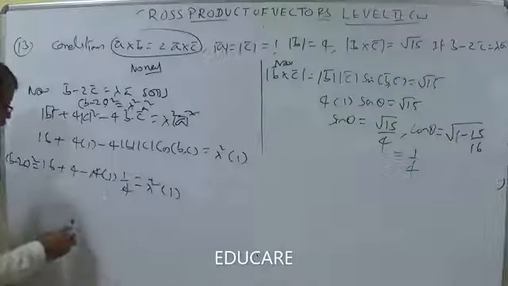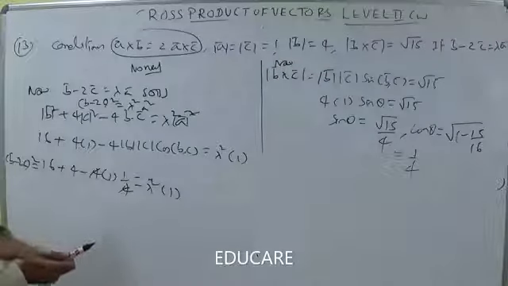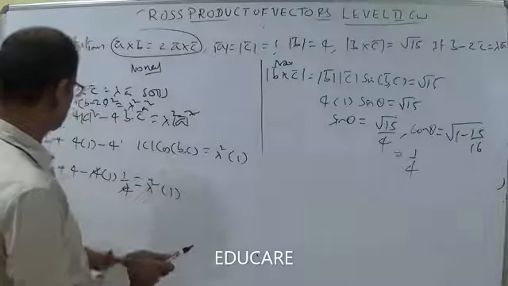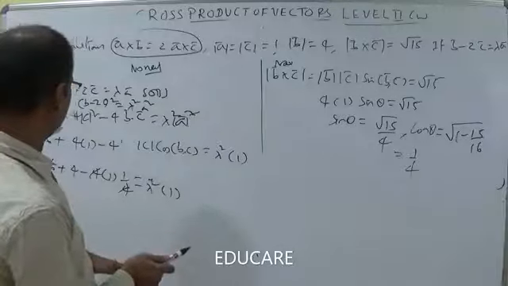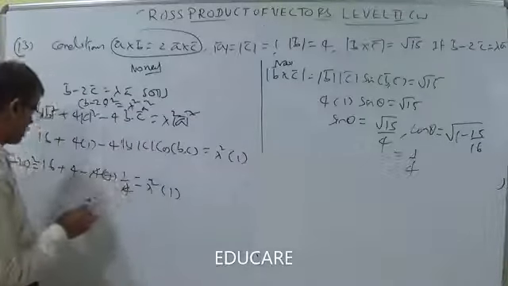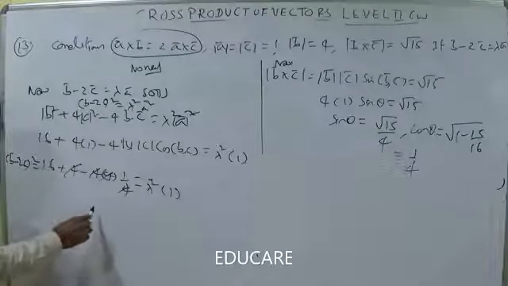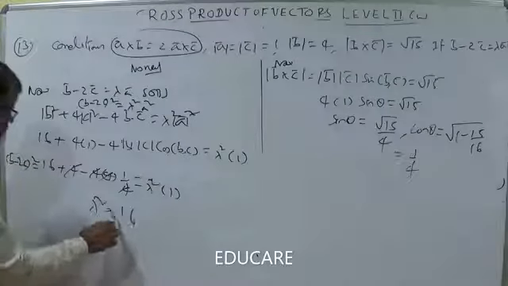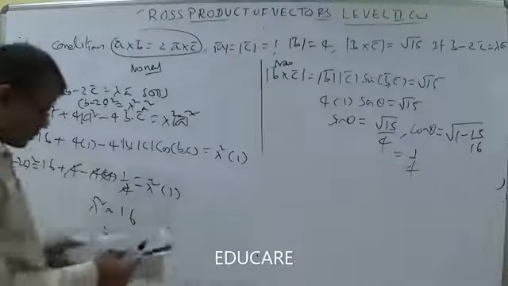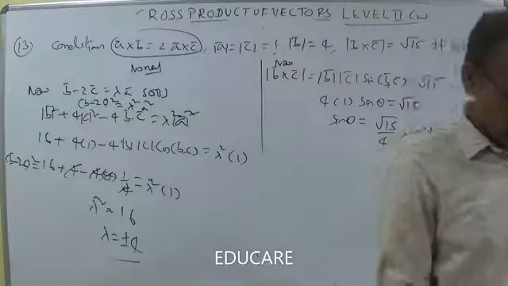Here 4 and 4 get cancelled. 4 into mod b, mod b meaning itself is 4, so no need to write 1 second. 4 into 1 by 4. Mod b into mod c into 4 into 1 by 4, so again 4 and this 4 will get cancelled. So b minus 2c whole square, lambda square is equal to 16 we got. So lambda is equal to plus or minus 4. Lambda equal to plus or minus 4 is given. Yes, it is the fourth option.